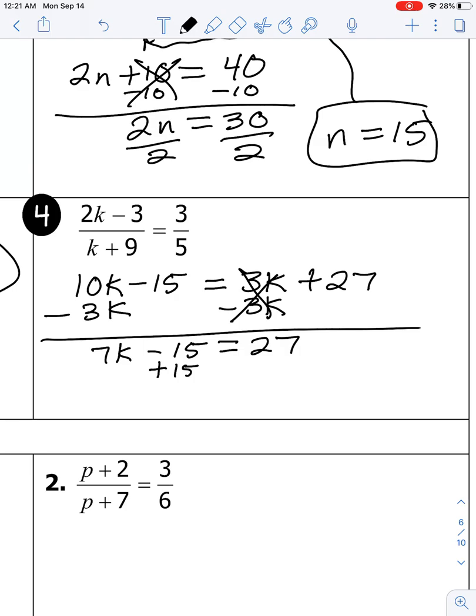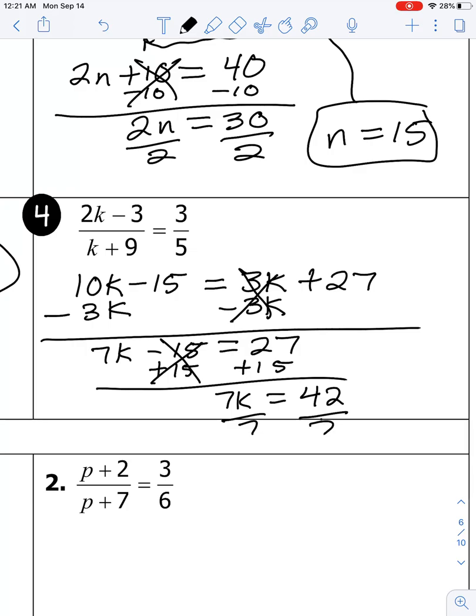So I'm going to add 15 to the other side. Kind of running out of room here. So I get 7k equals, and then 27 plus 15 is 42. And then divide by 7, k equals 6. And that's your answer.